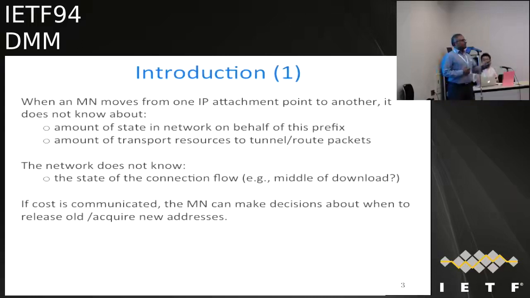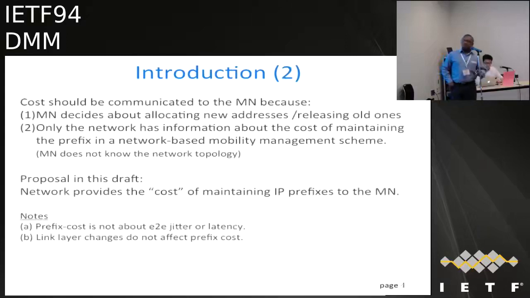For example, the MN may be in the middle of downloading something, and you don't want to have to switch IP addresses to a more optimal connection at that point. It would be counterproductive. So from this, the point is that if the cost of these additional resources can be communicated, then the MN can make a decision about when to release and acquire new addresses.